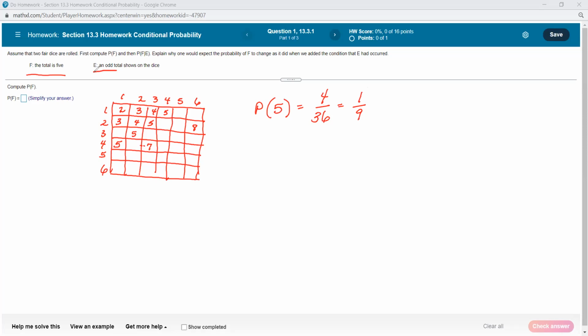But now event E narrows it down so that we're saying that event E is that there is an odd total showing on the dice. Okay, so we already know it's not a 2, it's not a 4, it's not a 6, and so on. That's going to knock out half of these. See that?